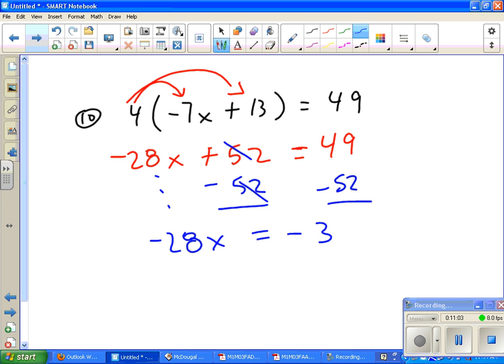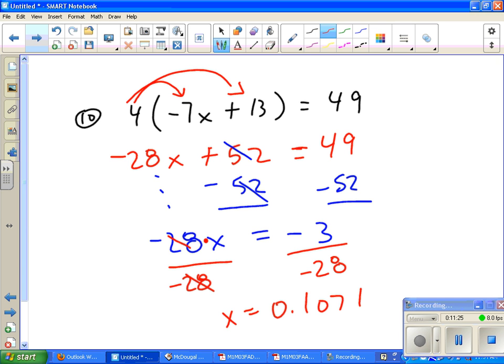If you do it from the left, what we're left with over here is negative 28x equals 49 minus 52, which is negative 3. So now negative 28 times x, do the inverse of multiply and divide. You want to keep x, so divide by negative 28. That'll cancel them out. If you divide the left by negative 28, you got to divide the right by negative 28. A negative divided by a negative is going to be positive, and x's value is going to equal 0.1071, and it's going to continue.